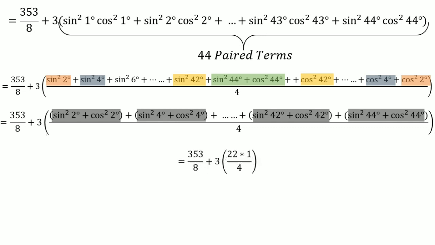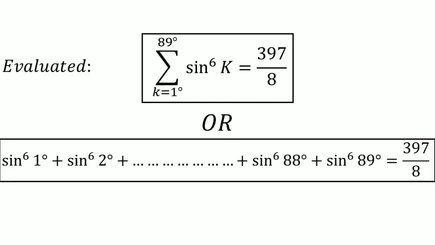So finally we have 353 divided by 8 plus 3 times 22 divided by 4, which is equal to 397 divided by 8, and that is our correct answer.